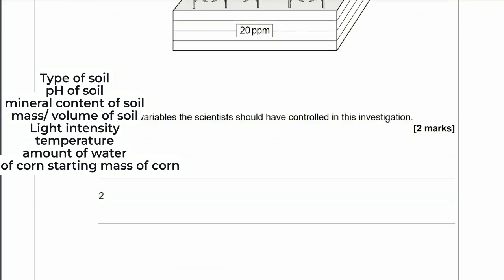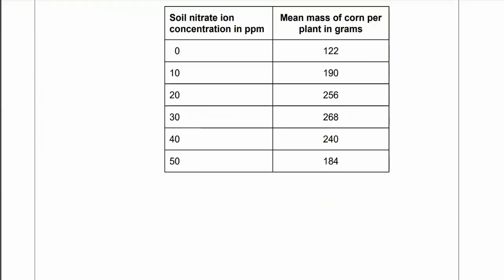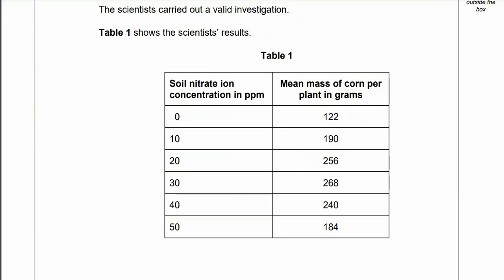So 4.1 just asks you to give two variables the scientists should have controlled in the investigation. And I've gone for temperature and light intensity, which are two of the limiting factors of photosynthesis.